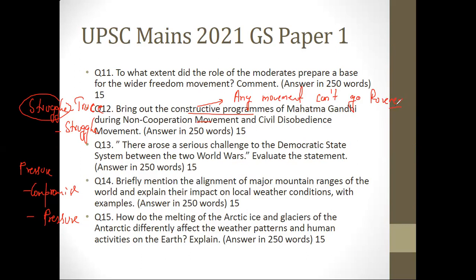You will burn out. You feel like throwing all the books here and there. You will have that kind of a feeling, and that is but obvious. So similarly, any movement cannot go on forever. So there will be a struggle period. Then you have to take a brief pause, and then you will start the struggle again.